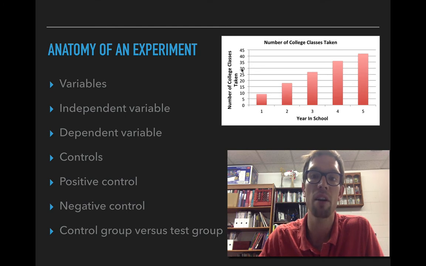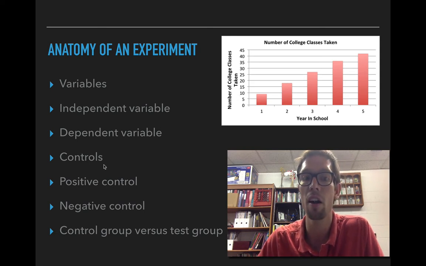Usually the dependent variable is going to be put over here on the y-axis, and the independent variable is going to be what you put over here on the x-axis. So in this case, the year in school would be on the x-axis. That would be your independent variable, and the number of college classes taken would depend on your year in school. So this is going to be on the y-axis.